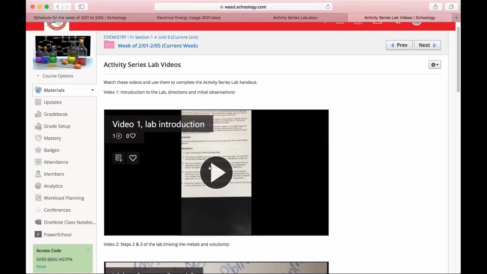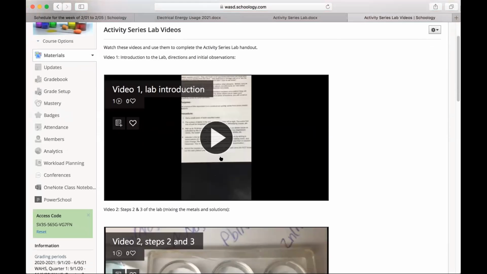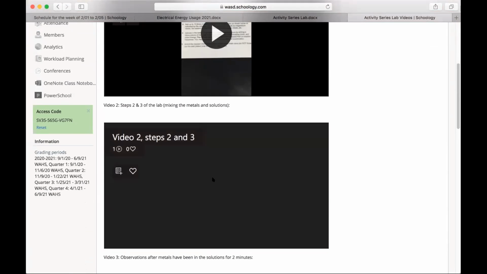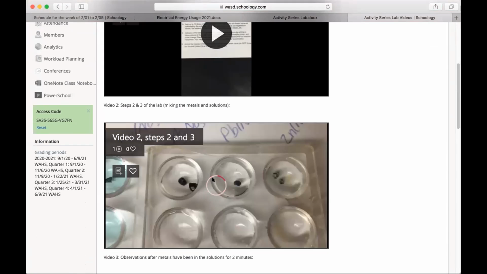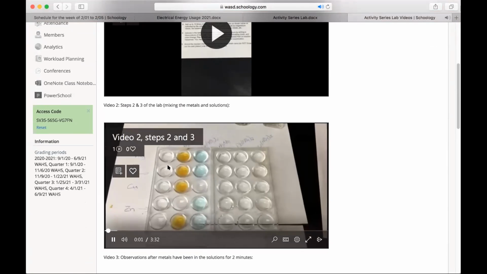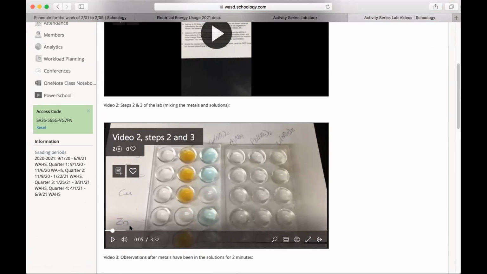The first one's a little bit messed up. It's kind of like a vertical video, then it gets turned. But this is a description of the introduction to the lab. You can watch that, but if you don't want to, you could just watch video 2. Video 1 basically shows how the solutions are made and put into the well plates. Video 2 has the same organization as the lab paper. Along the left-hand side are the 4 different rows for the different metals, and along the top are the different solutions, so it's exactly corresponding to the lab paper.